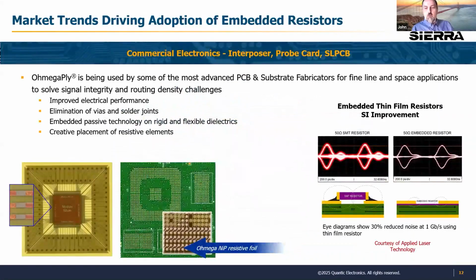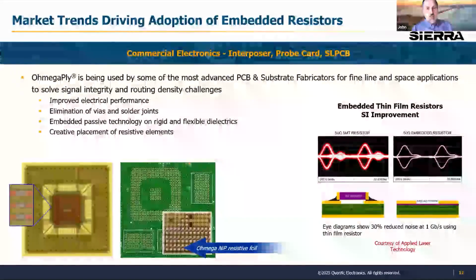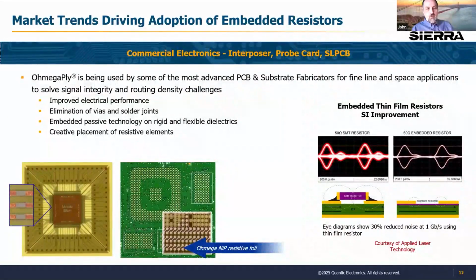So some of the applications, we're seeing a lot more in things where there are tight spaces, like packaging or interposers, things of that type. And so, again, you can eliminate the solder joints, and you can put them either inline with the traces or put them underneath. So it gives you a lot of design flexibility. It also helps with signal integrity. As you mentioned earlier, you get that inductive loop out of there. And so the resistors are essentially in line with the traces, and so you get much better signal performance.